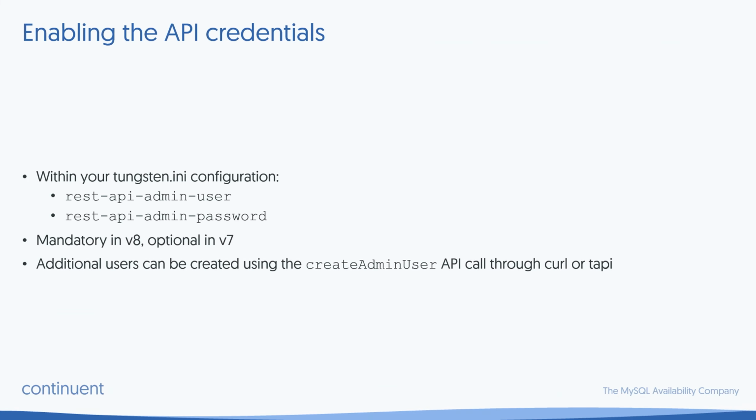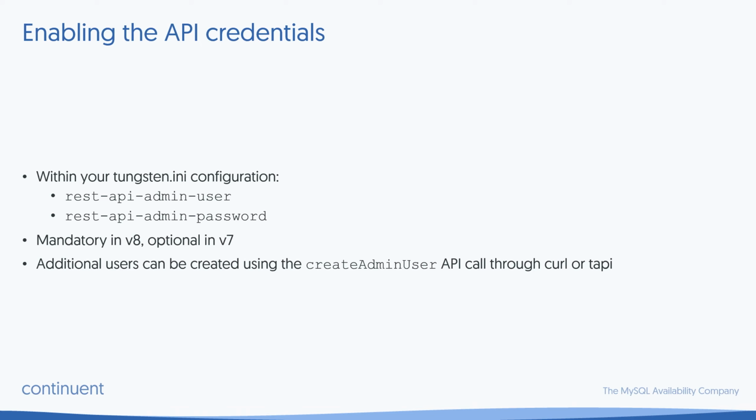How do you enable the API credentials? Well, within your Tungsten INI, you need to specify rest-api-admin-user and rest-api-admin-pass. As I said a moment ago, this is mandatory in version 8. If you don't have them in your configuration at installation time, the install will fail in version 8, whereas they are optional in version 7.